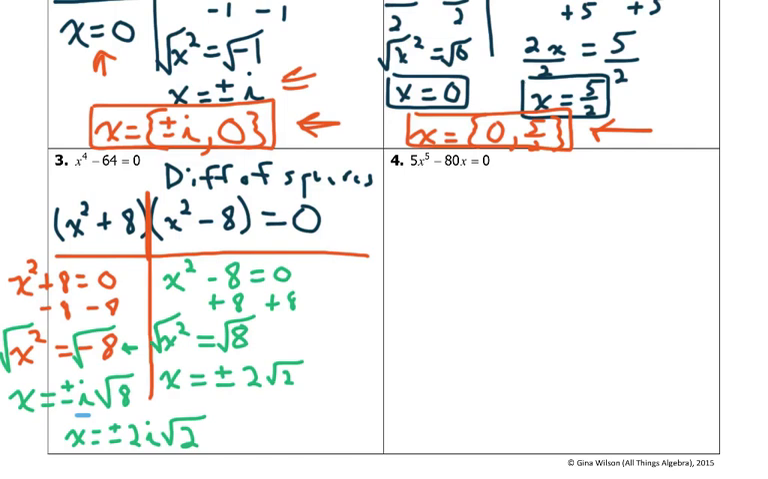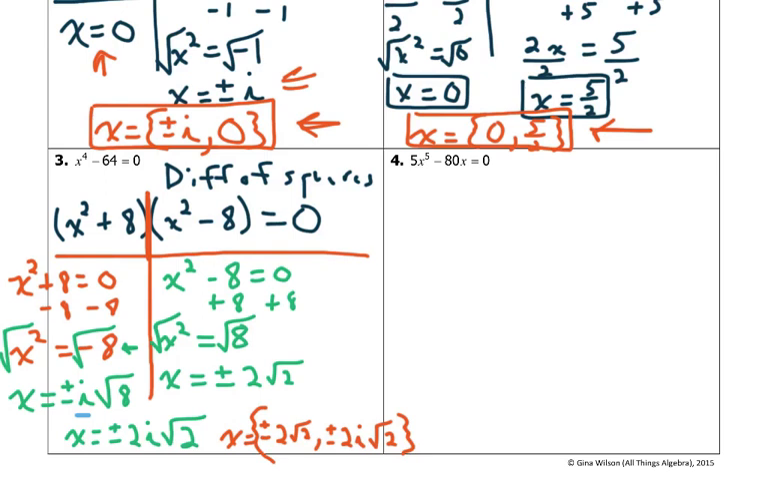By the way, our answer here, if we're going to write this the best way possible, x equals plus or minus 2 square root of 2. It doesn't matter the order here. Comma, plus or minus 2i square root of 2 inside of the squigglies. All right, that's our answer there. Let's go to the next one.